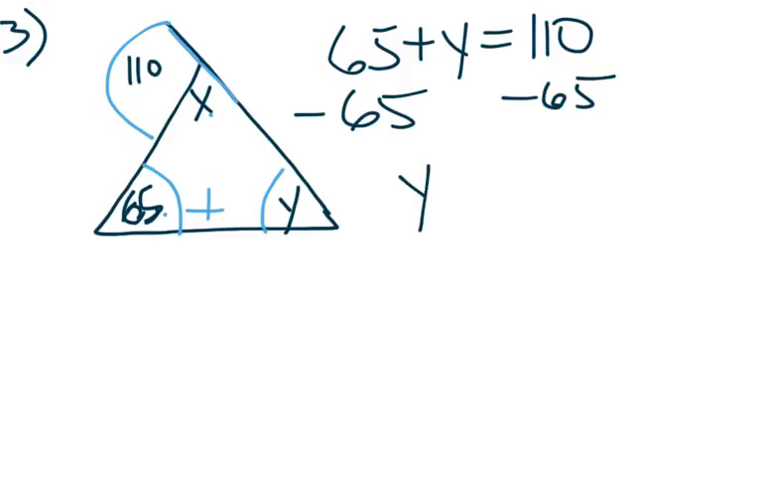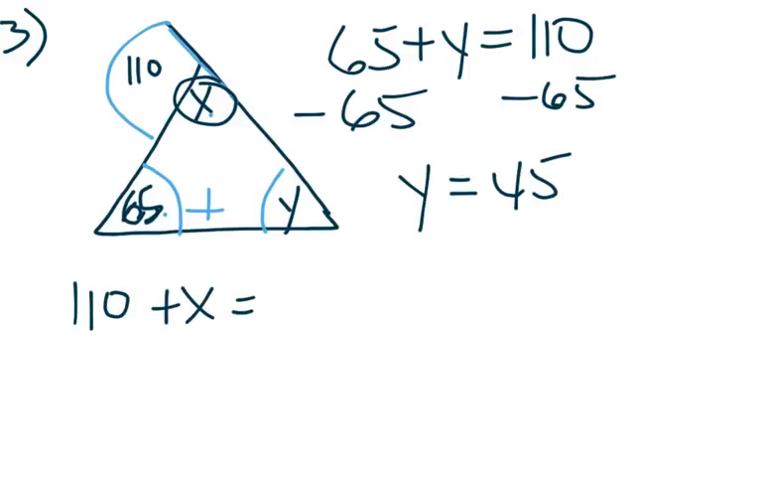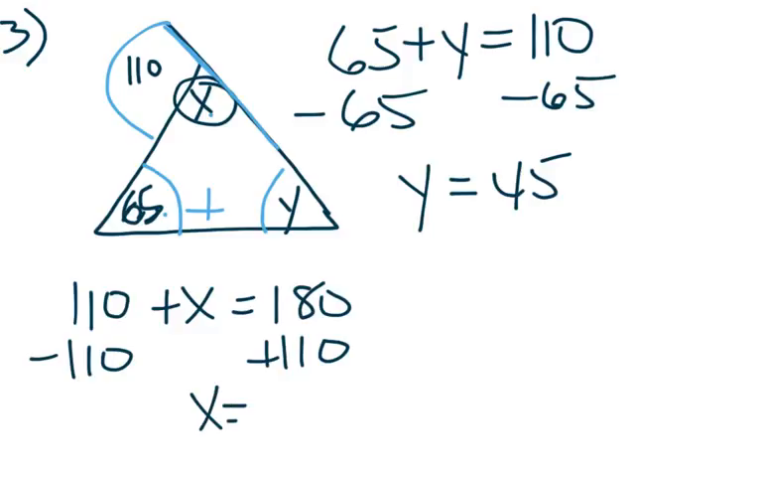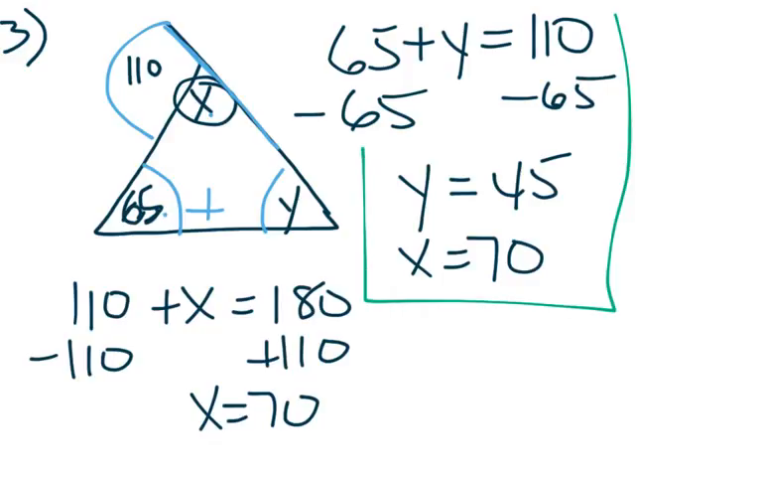So y equals 45. In order to solve for x, we are going to set it up as 110 plus x equals 180, because when you have two angles on a straight line, if you add them, you get 180 degrees. And we are going to subtract 110 from both sides, and x equals 70 degrees. So we have y equals 45 and x equals 70, and this is our answer.